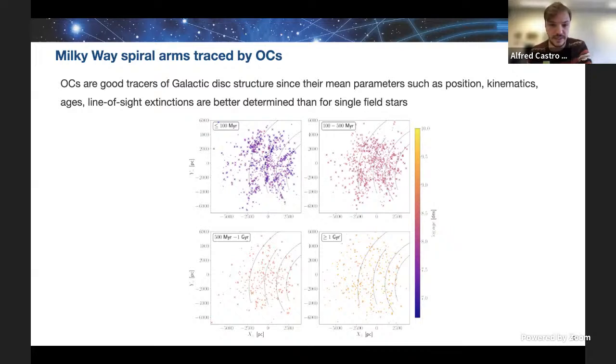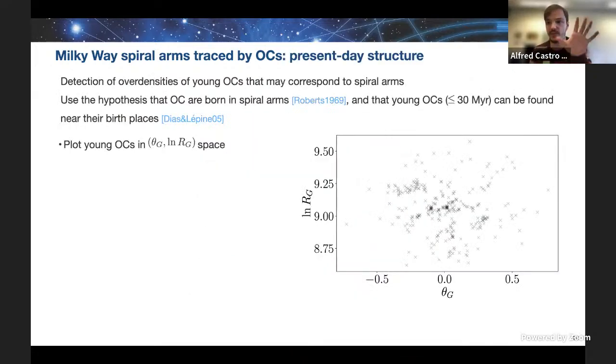So we wanted to take advantage of this, and what we did is try to characterize the spiral arms using the open cluster sample. For that, we want to detect over densities of young clusters, and by young I mean in this case younger than 30 million years, which have not moved far from their birthplaces, and we suppose that they are born in spiral arms. So we say that these over densities will trace the spiral arms.